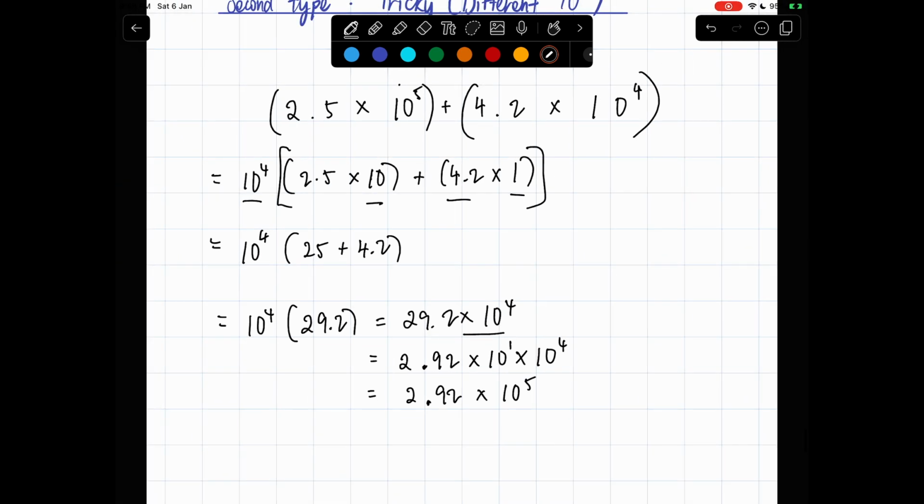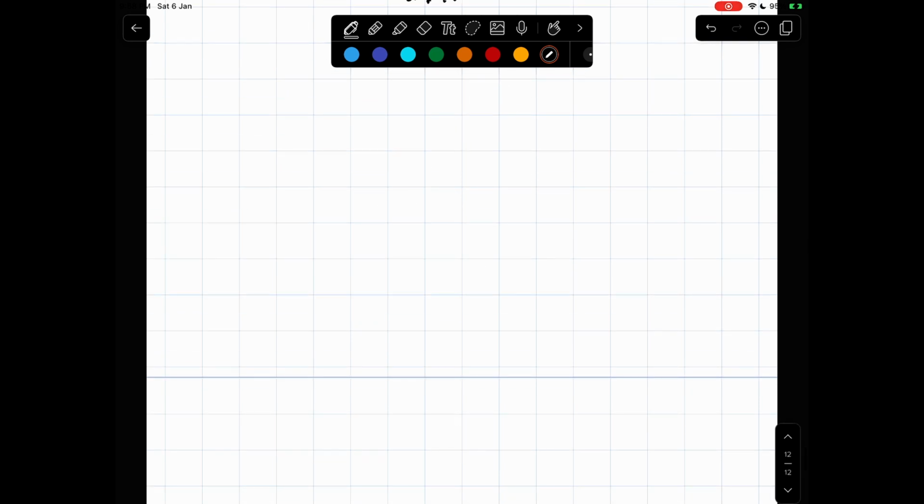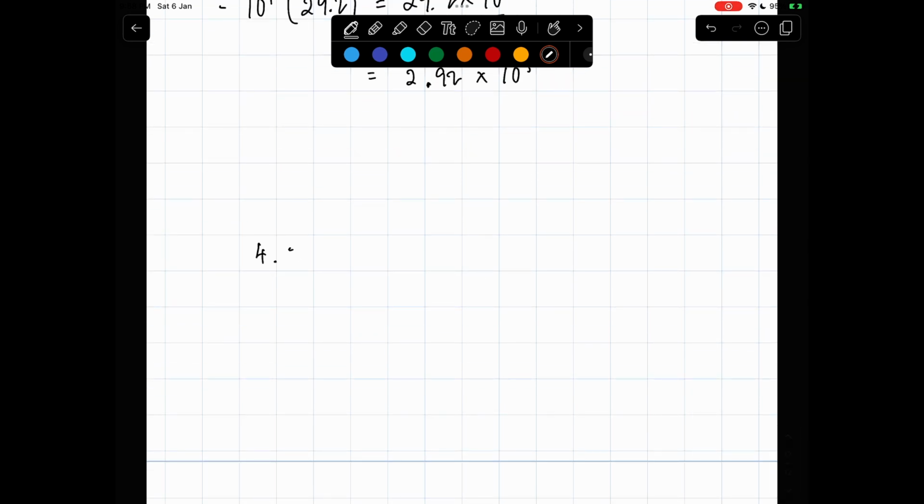Now let's try it with negative numbers. 4.7 times 10 to the power of negative 4. And then let's use minus here. So minus 2.5 times 10 to the power of negative 5. So we have different numbers.